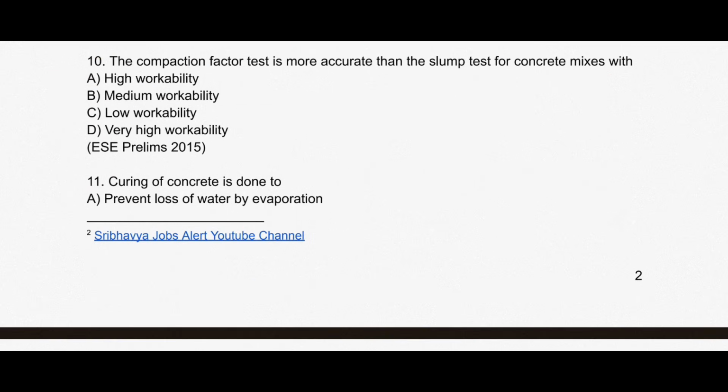10th question. The compaction factor test is more accurate than the slump test for concrete mixes with option A, high workability. Option B, medium workability. Option C, low workability. And option D is very high workability. So the answer is option C, that is low workability.